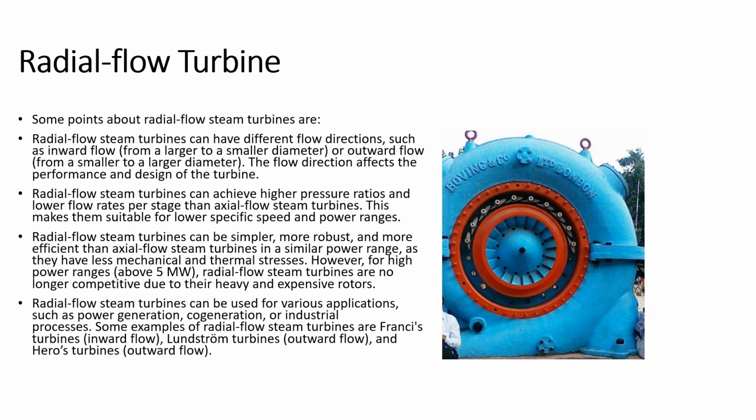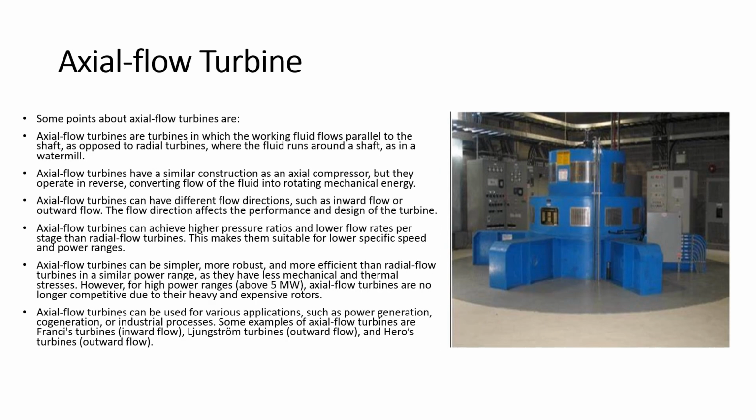Some examples of radial flow steam turbines are Fourneyron turbines, inward flow, Ljungström turbines, outward flow, and Hero's turbines, outward flow. Some points about axial flow turbines are: axial flow turbines are turbines in which the working fluid flows parallel to the shaft, as opposed to radial turbines, where the fluid runs around a shaft, as in a water mill. Axial flow turbines have a similar construction as an axial compressor, but they operate in reverse, converting flow of the fluid into rotating mechanical energy.